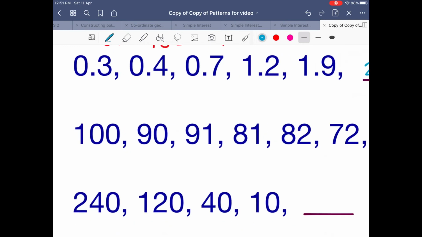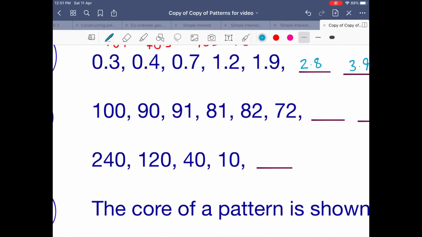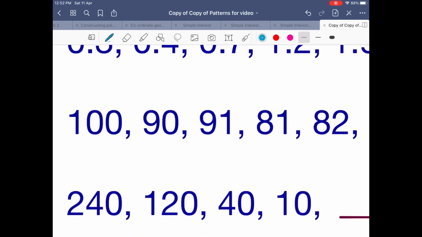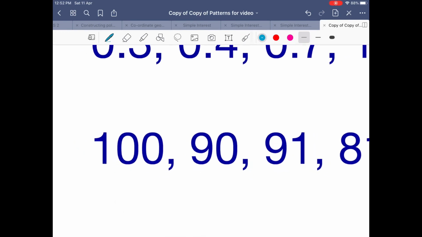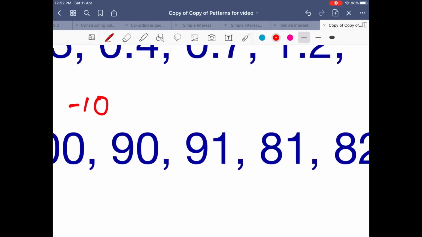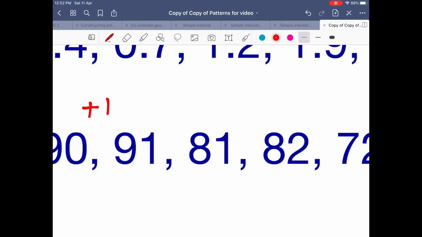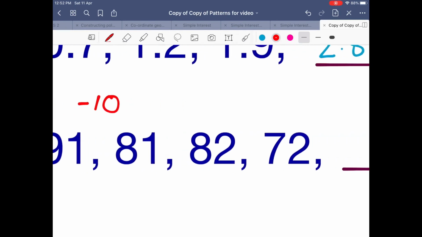So next, we have a mixed pattern. We are seeing subtraction and addition. So from 100 to 90, we are taking away 10. 90 to 91, we are adding 1. 91 to 81, we are taking away 10. And 81 to 82, we are adding 1.